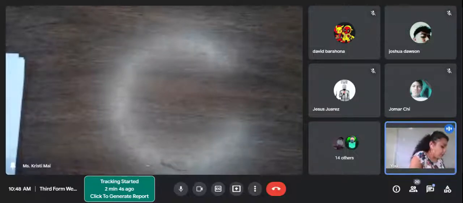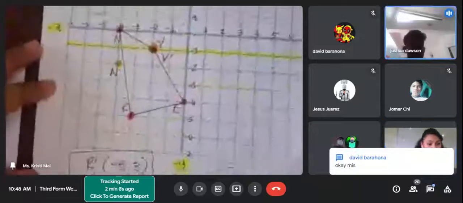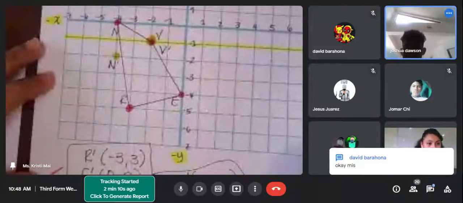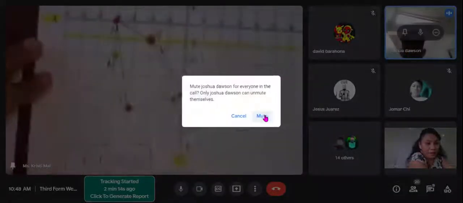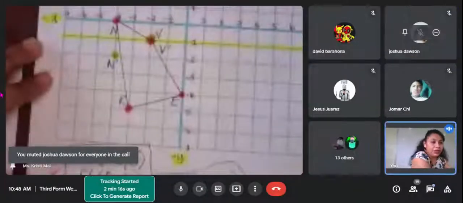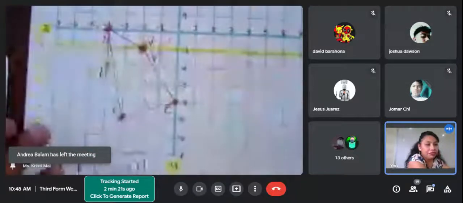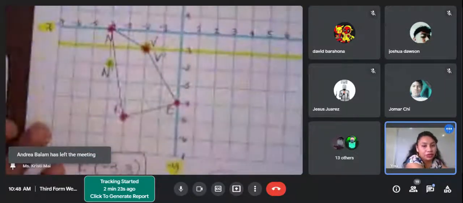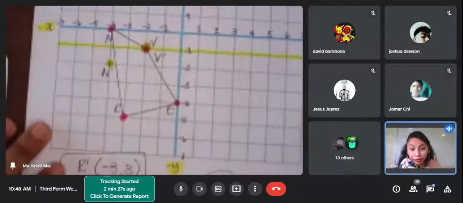Yesterday we had worked three problems. We had worked the first one, which was numbers. Can you guys see it clearly? Because I see that it's a bit blurry.